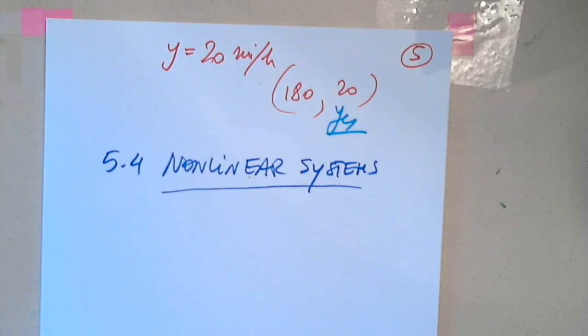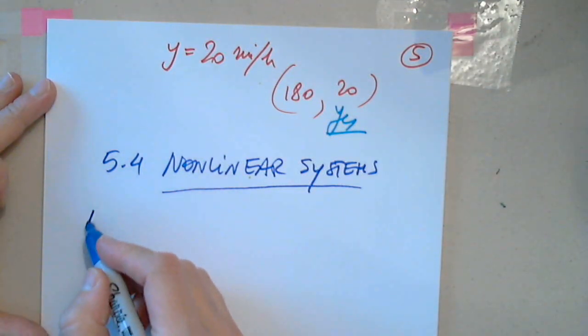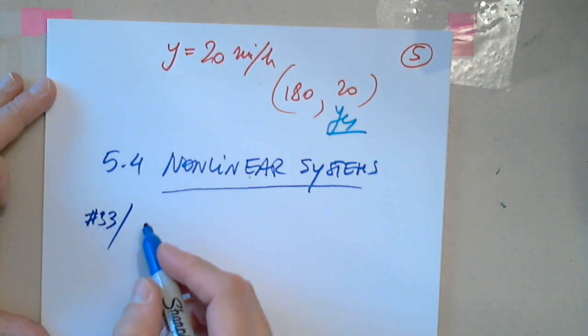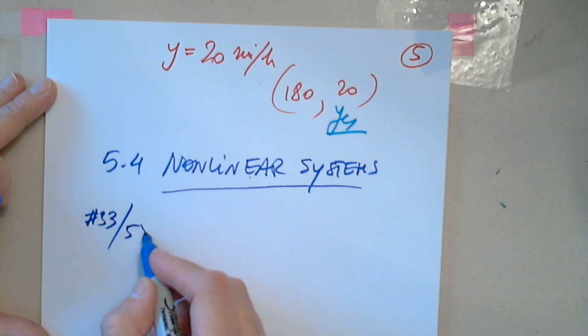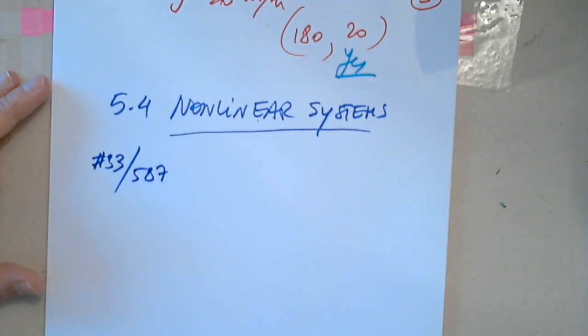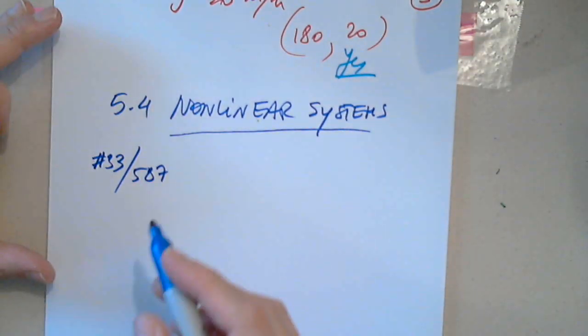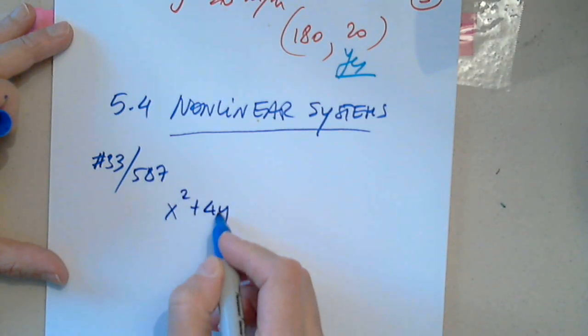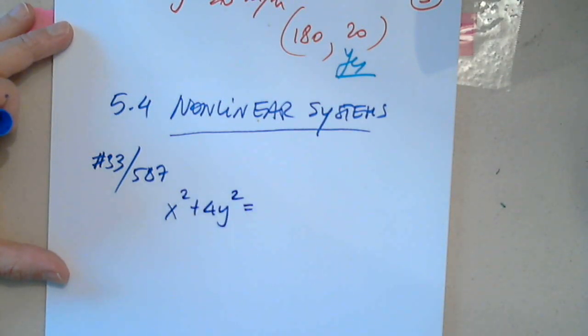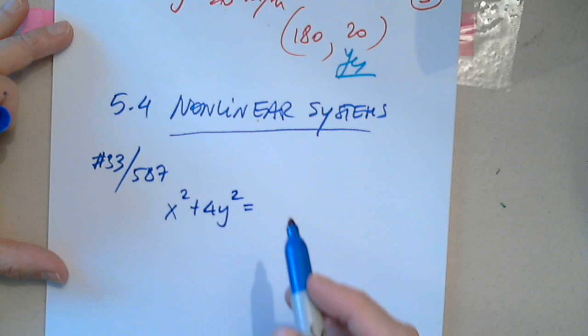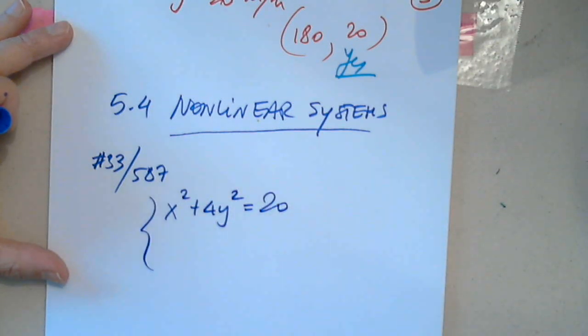I would like to start with 33 on page 587. x squared plus 4y squared equals 20, and x plus 2y equals 6.